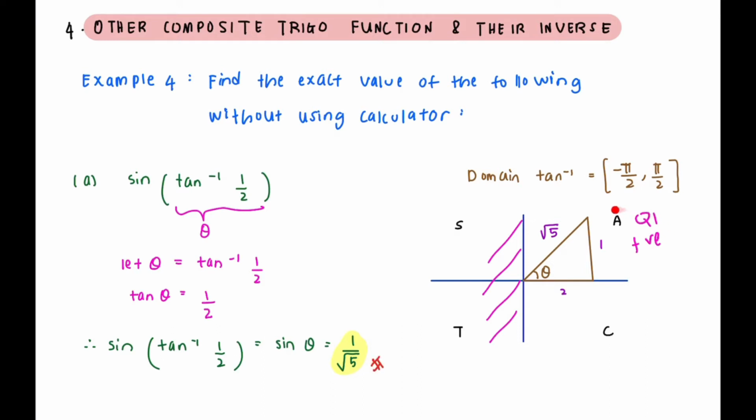And please recheck, you are now in first quadrant. So in first quadrant, all is positive. Therefore, that is correct. The value of sine must be a positive number. You can also recheck your answer here using calculator. Just punch in your calculator, shift tangent 1 over 2, and punch the equal sign and then sine answer. You should get the same answer, 1 over square root of 5.